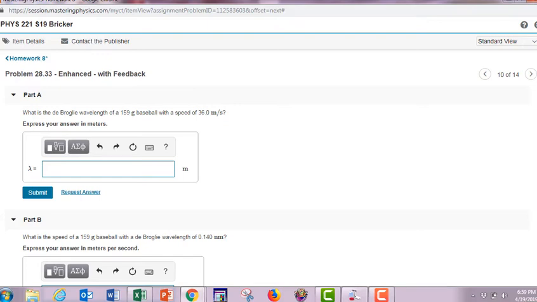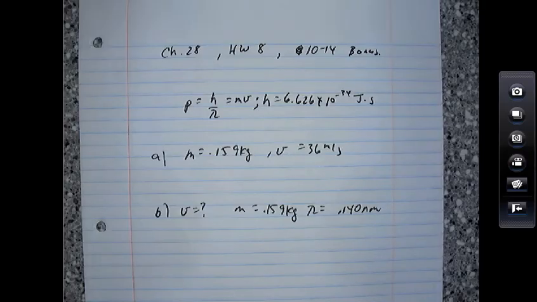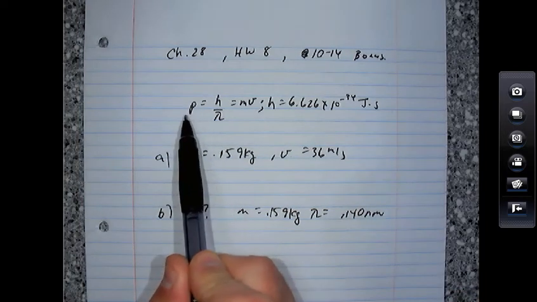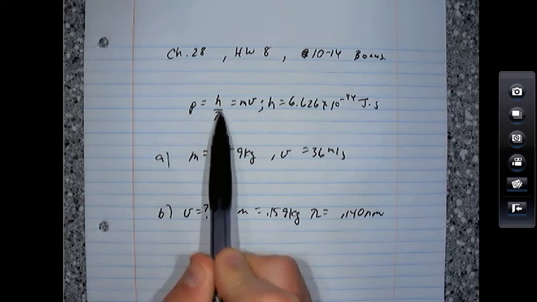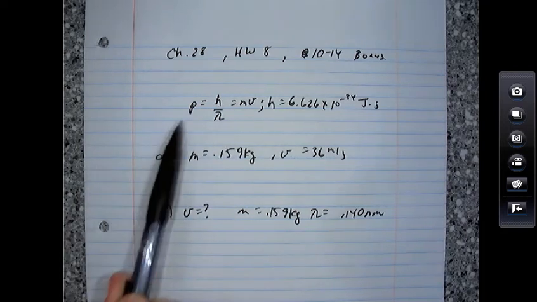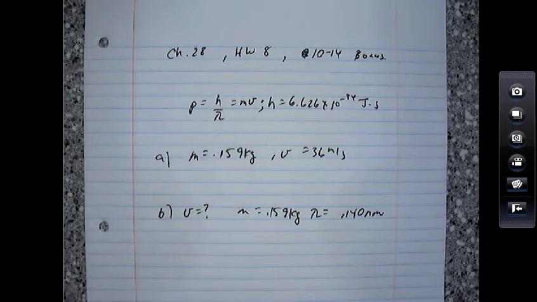Okay, so let's take a look at this. Make sure you read the rest of chapter 28, and there's some embedded videos. You can take a look at those too. So de Broglie came up with this relationship between momentum: P is momentum, it's h divided by the wavelength. And from what we did in Physics 220, the momentum is also equal to the mass times the velocity.